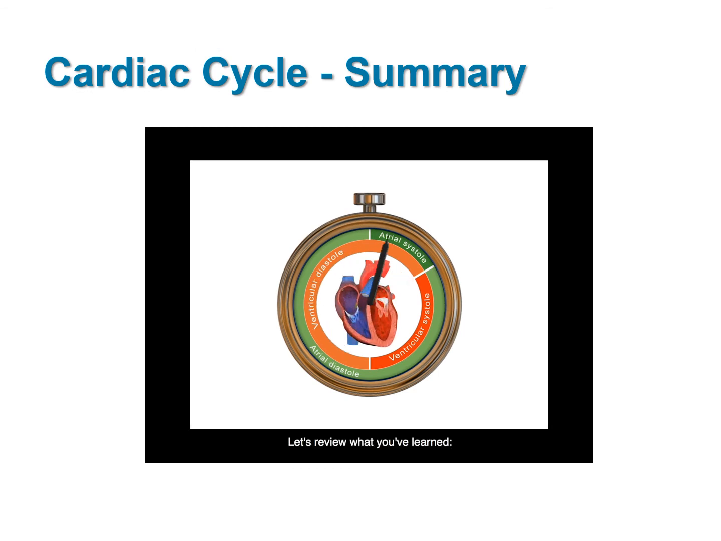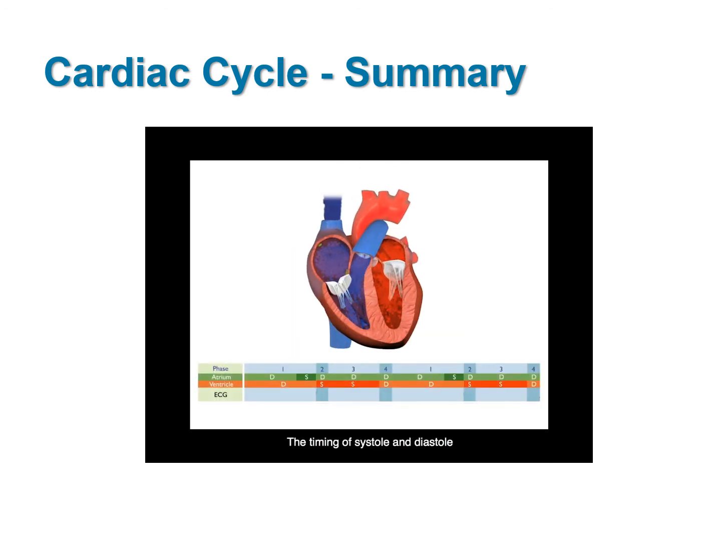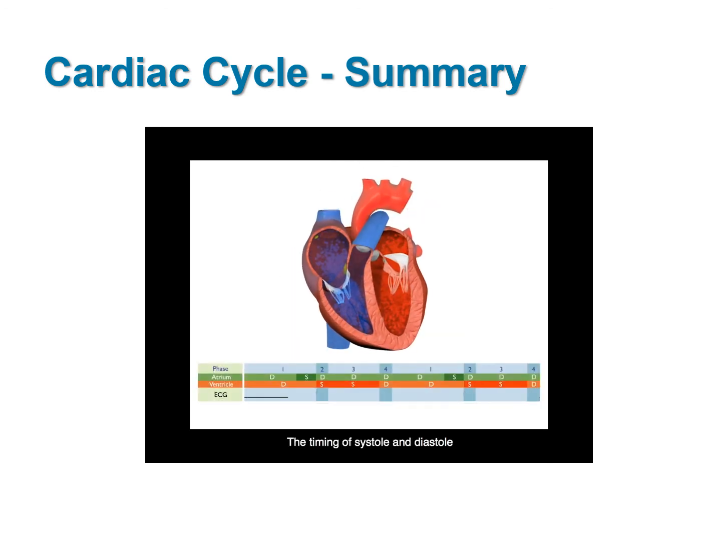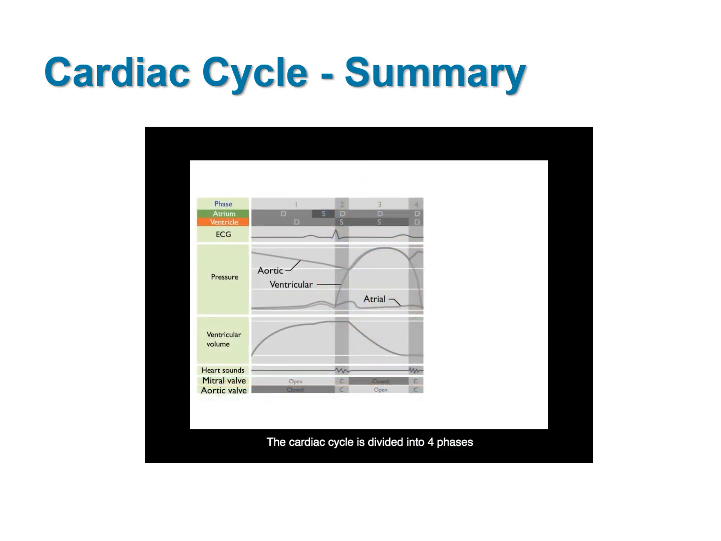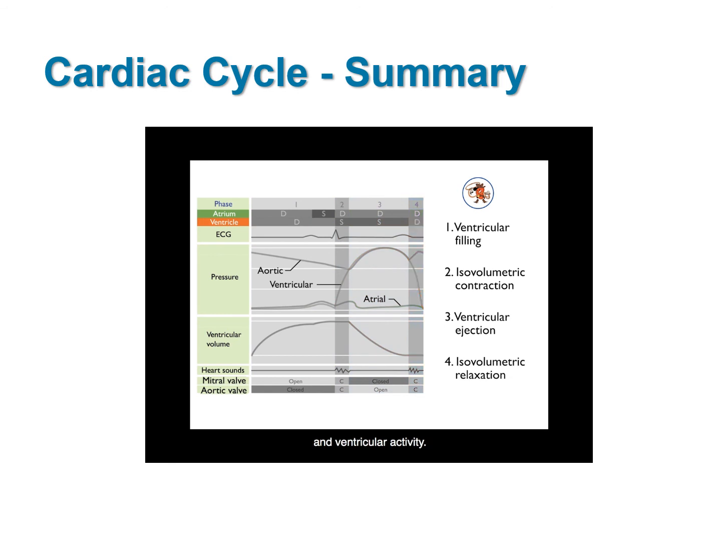Let's review what you've learned. The cardiac cycle consists of all the coordinated events that occur in the heart to pump blood during one complete heartbeat. The timing of systole and diastole depends on the electrical activity of the heart, which can be recorded by the ECG. The cardiac cycle is divided into 4 phases based on the position of the heart valves and ventricular activity.